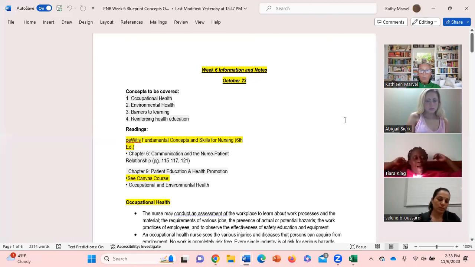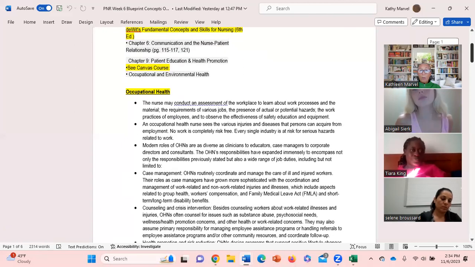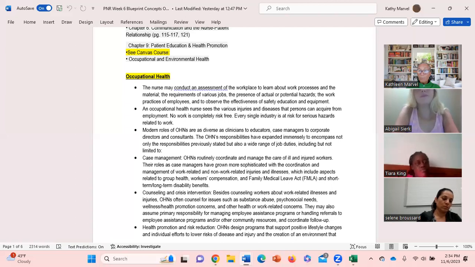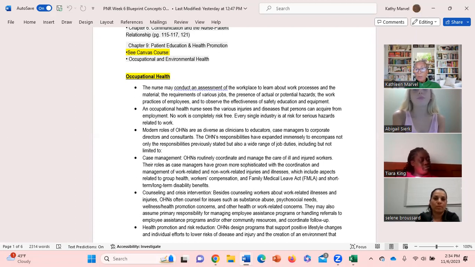Occupational health, environmental health, barriers to learning, and reinforcement. Okay, so what's occupational health? Where does that take place? In the workplace. Okay, the occupational health nurse has a pretty big and important job. Her job is to keep the employees healthy, safe, and at work.